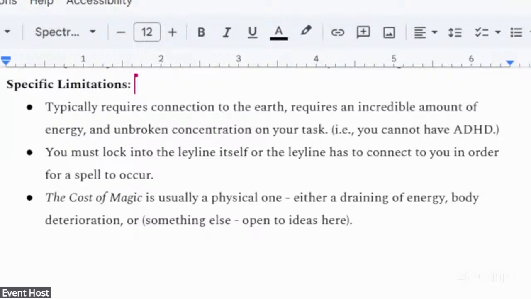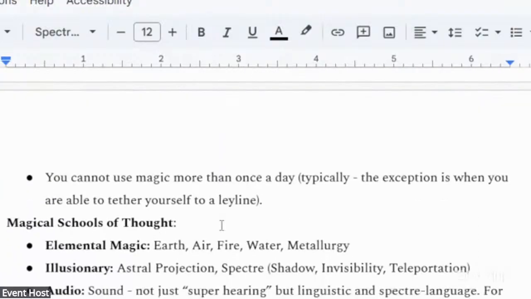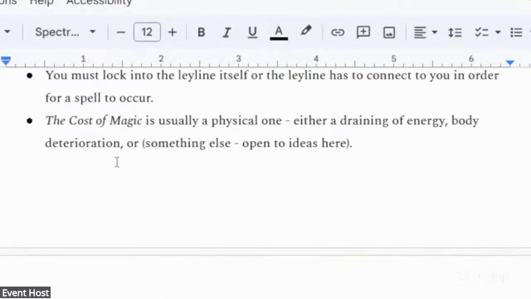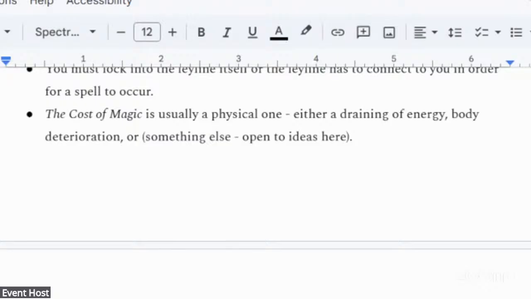You're basically a battery. You have to lock into the ley line itself, or it has to connect to you. You can't just randomly do magic anywhere. It has to be near a ley line. The ley lines are not everywhere. They're only in specific places and certain areas. It's not all throughout the world. It's almost like a cave system, or underground rivers, something like that, where you can't just randomly do magic in random places. You have to be in specific spots.